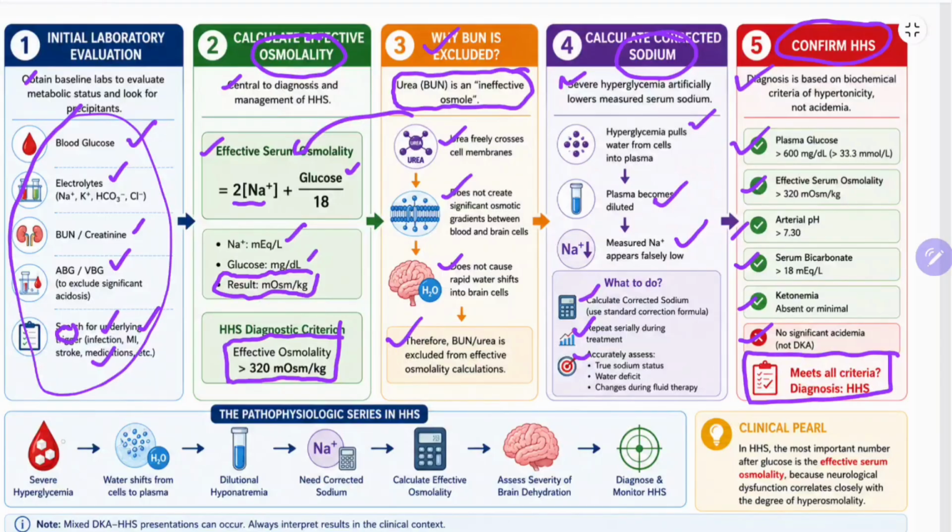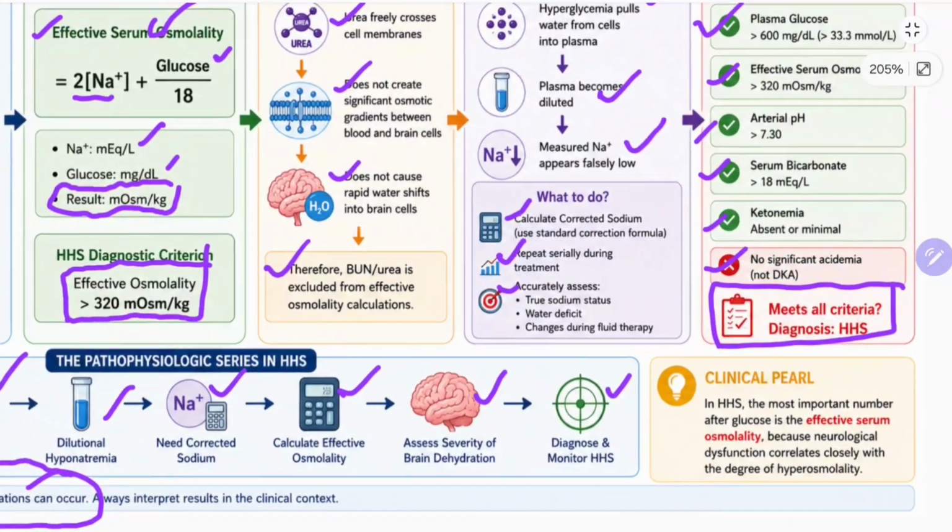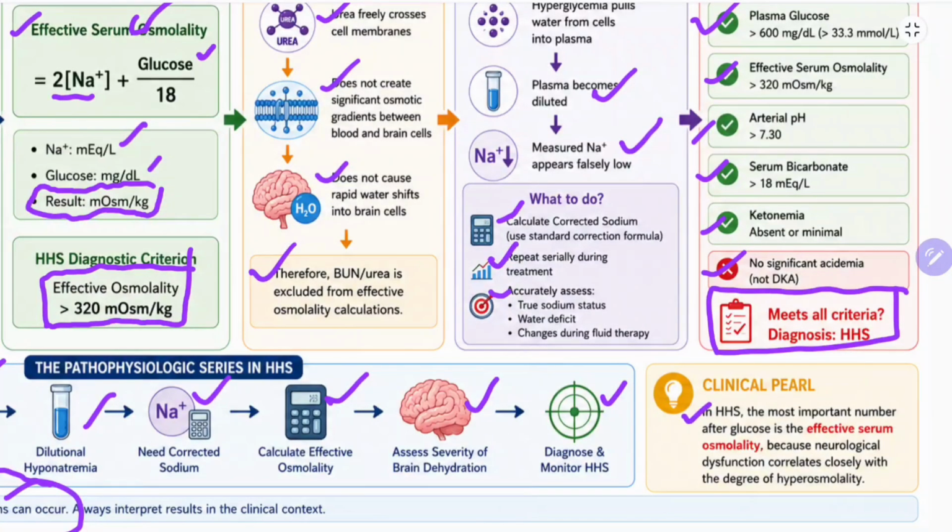The pathophysiological sequence in HHS: severe hyperglycemia, water shifts from the cells to plasma, dilutional hyponatremia so sodium needs correction, calculate effective osmolality, assess severity of brain dehydration, and diagnose and monitor HHS. One point to remember is that a mixed DKA and HHS presentation is possible. And one more point here is a clinical pearl: in HHS, the most important number after glucose is the effective serum osmolality, because neurological dysfunction correlates closely with the degree of hyperosmolality. That means the higher the osmolality, the more the malfunctioning of the CNS.